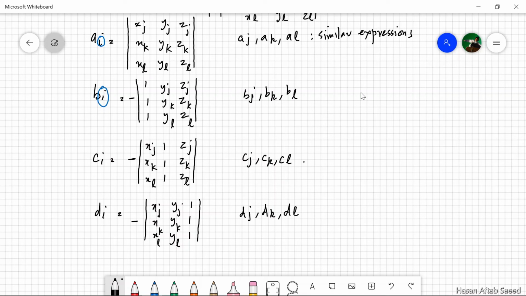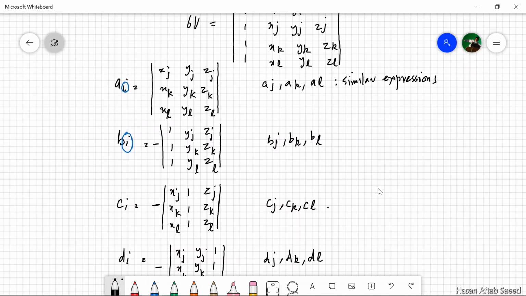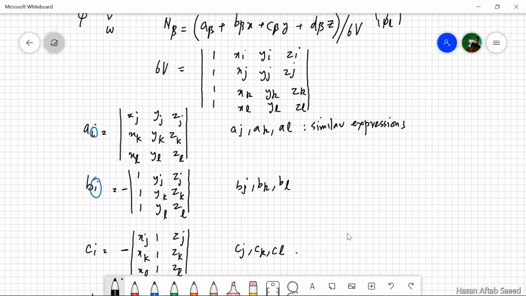So it is very obvious that the expressions are quite involved, and even to calculate these for one element by hand will be a very tedious process. But we can always employ the computer for that purpose.